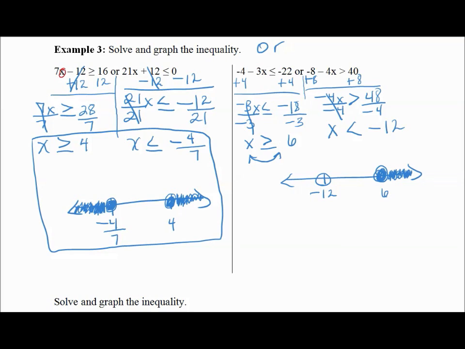Did I say negative 6? If I did, I'm sorry. I want x's that are greater than or equal to positive 6. That's everything to the right of 6. And on the next one, where I have x less than negative 12, everything less than negative 12 will be to the left. Okay, so that's my graph.